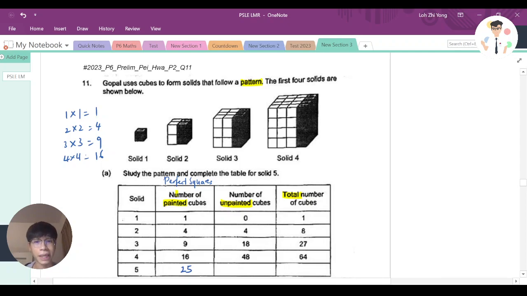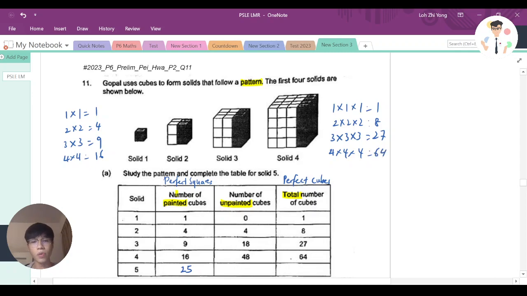And number of unpainted cubes 0, 4, 18, 48. Oh, seems like it doesn't have any kind of nice pattern. Let's go on to the next one first. Total number of cubes 1, 8, 27, 64. And this is something that you might not be familiar with, but it's something important to know. This is what we call perfect cubes. Yes. 1 times 1 times 1 is 1. 2 times 2 times 2 is 8. 3 times 3 times 3 is 27. 4 times 4 times 4 is 64.